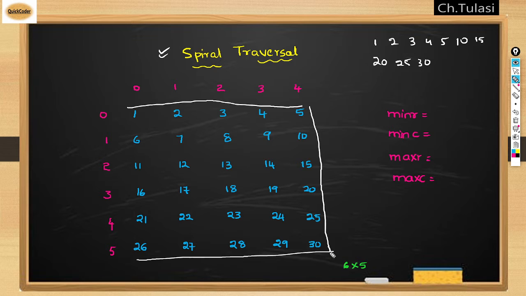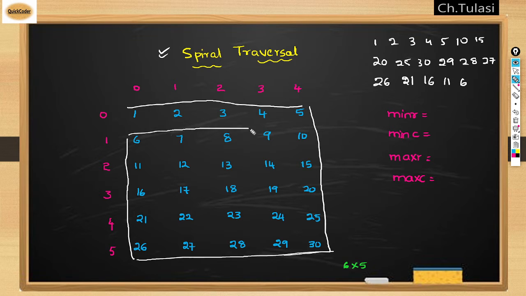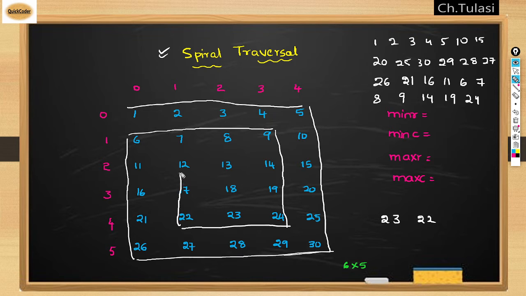like this, which means we are coming from the back. So 29, 28, 27, 26, and again we are going up like 21, 16, 11, 6, and again going like this 7, 8, 9, and again coming down 14, 19, 24. And again, going like this, I will continue here 23, 22. And again, going like this.